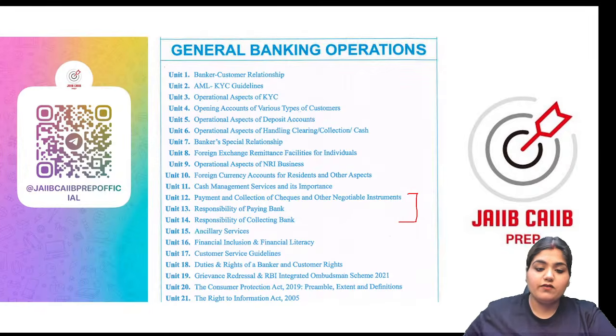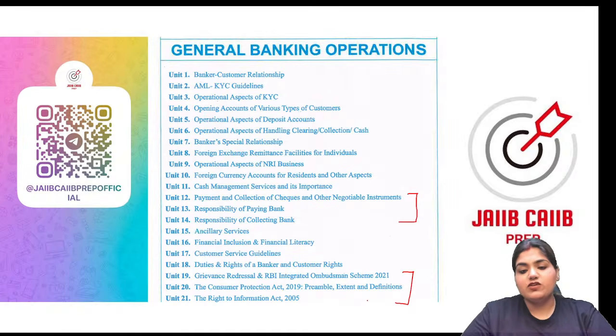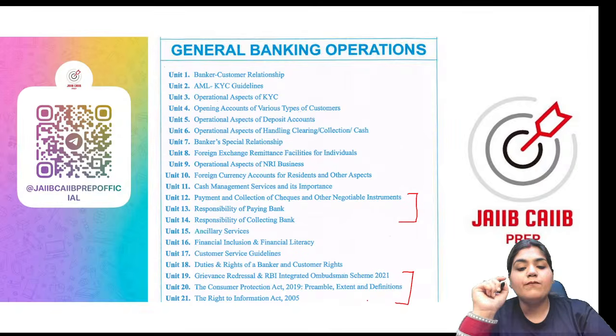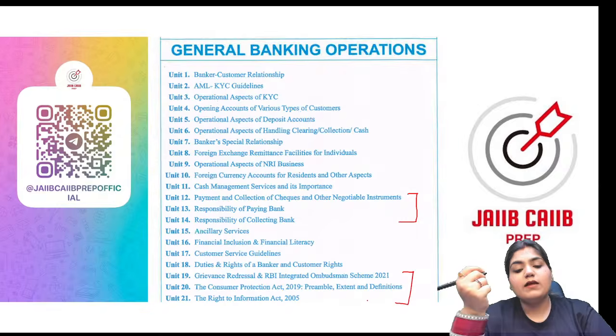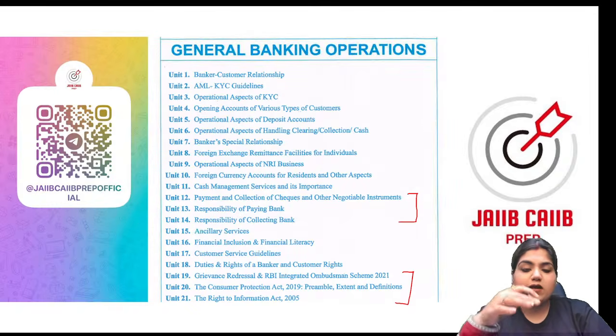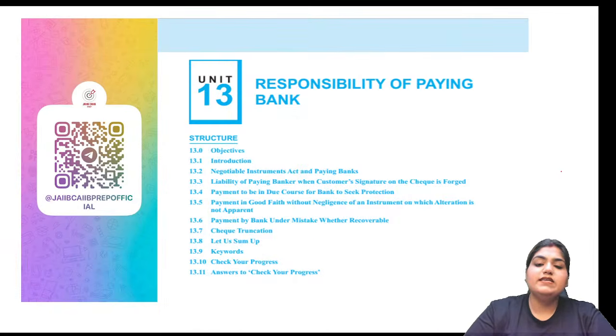Then what is important for you are these three acts: the RBI Ombudsman Scheme, the Consumer Protection Act, and the Right to Information Act. These three, the ones that I have marked, are all important in nature. Be very thorough with them. Wherever there is a point that is important for you in whichever unit, I'll let you know. I'll mark a star there, but these specific 6 units are important. Let's start with unit 13, responsibilities of a paying bank.